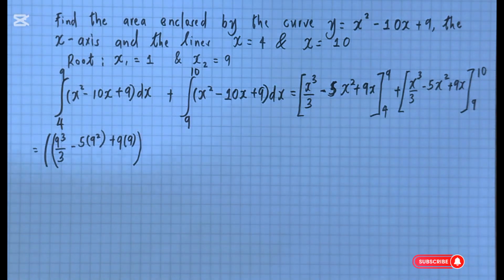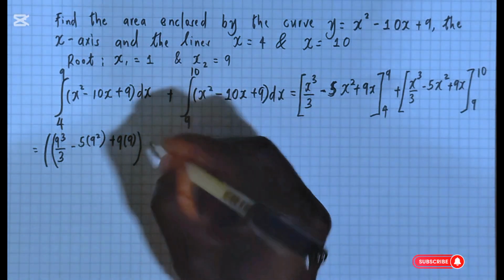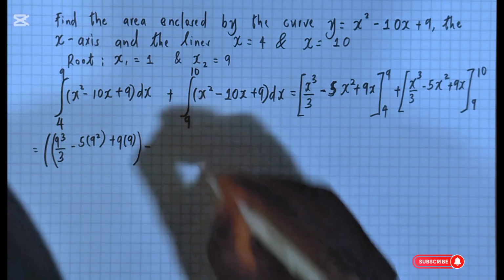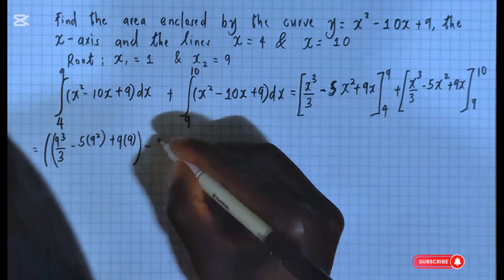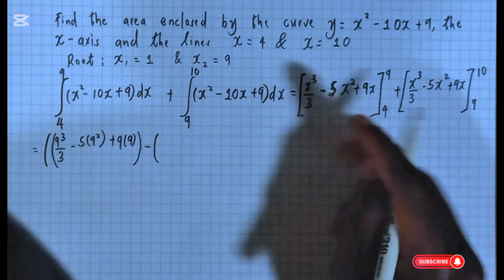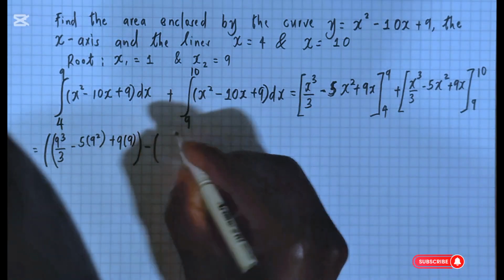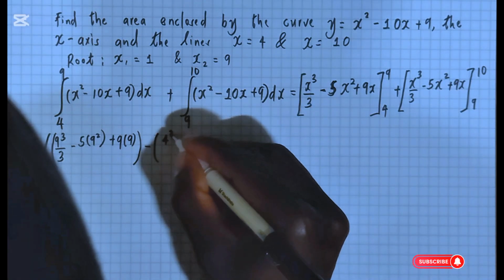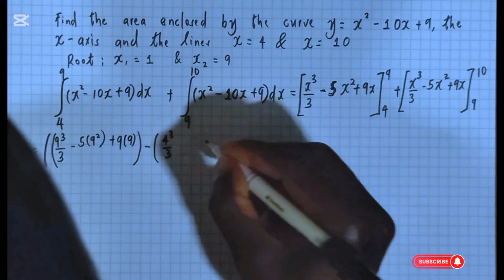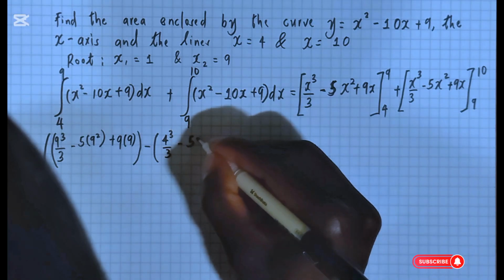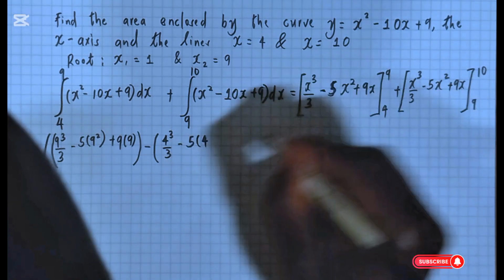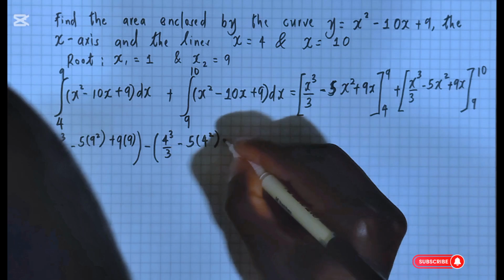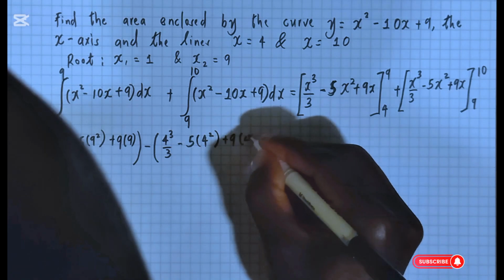Then, to find the area, remember we're supposed to subtract the lower limit. Our lower limit here is going to be, wherever we have x, we're going to have 4. So that's going to be 4 cubed all over 3 minus 5 into 4 squared, plus 9 into 4.